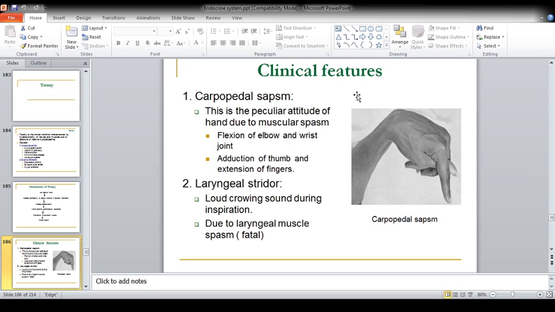This is a peculiar attitude of the hand due to muscular spasm, where there is flexion of the elbow. The elbow is turned towards the body, and the wrist joint is also flexed, as you can see in this picture. There is adduction of the thumb, and extension of fingers. So this is carpopedal spasm, which is a sign of tetany.